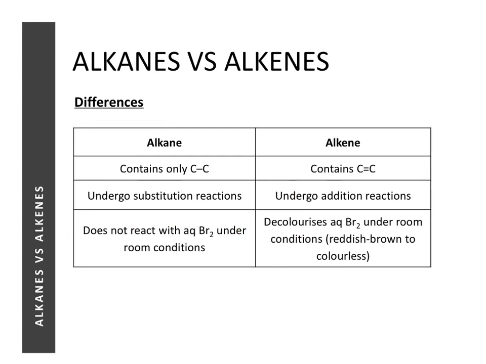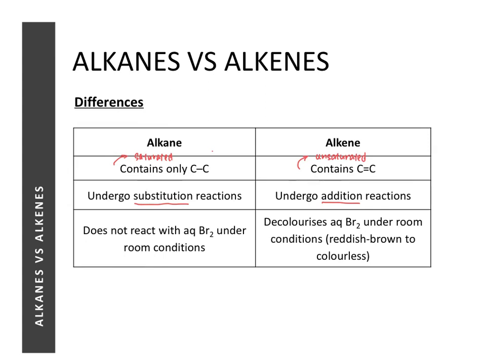Differences: alkanes contain only carbon-carbon single bonds. Alkenes contain a carbon-carbon double bond. As a result, we say that alkanes are saturated and alkenes are unsaturated. Because alkanes are saturated, we cannot add any more atoms to them. They can only undergo substitution reactions. Alkenes, being unsaturated, we can subject to addition reactions.